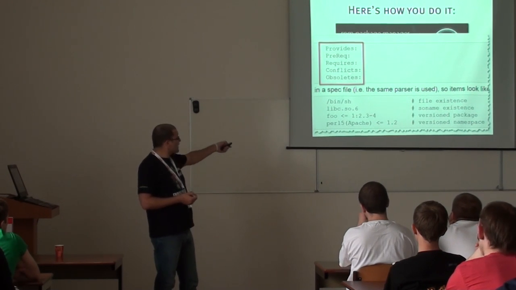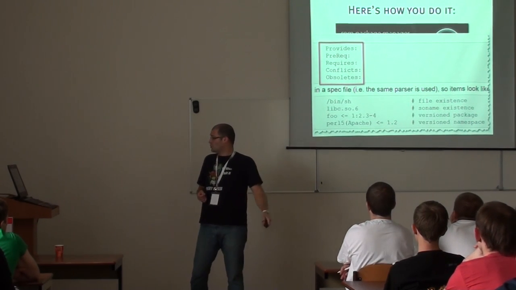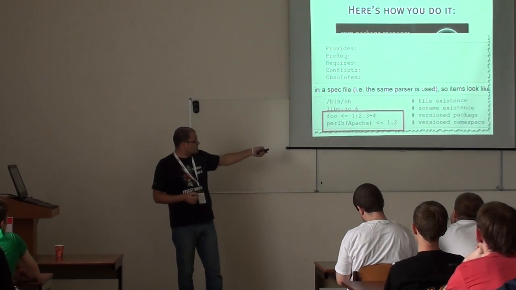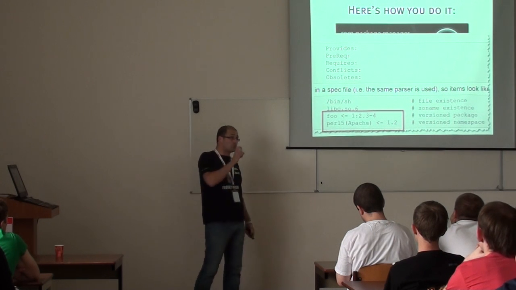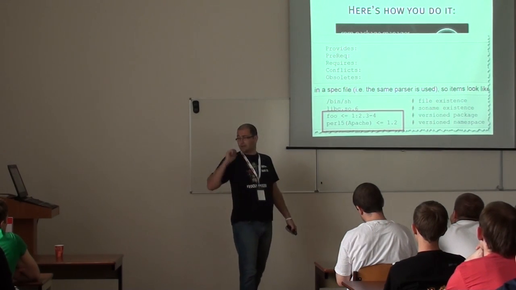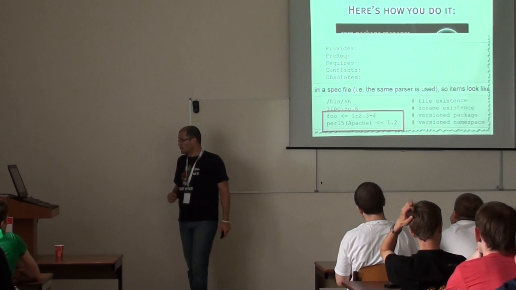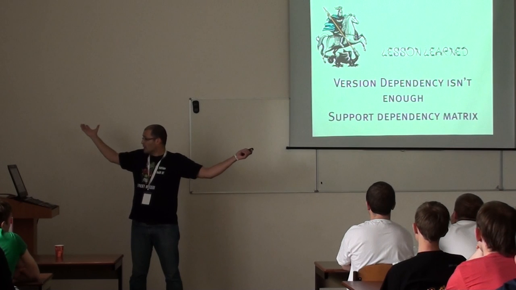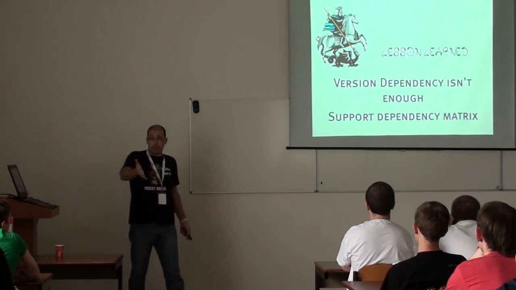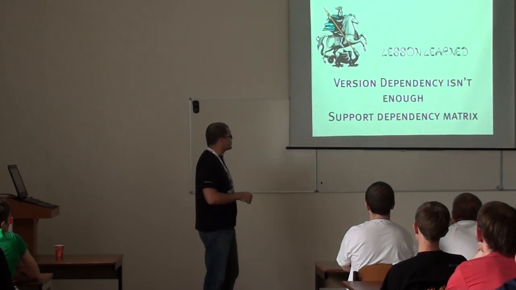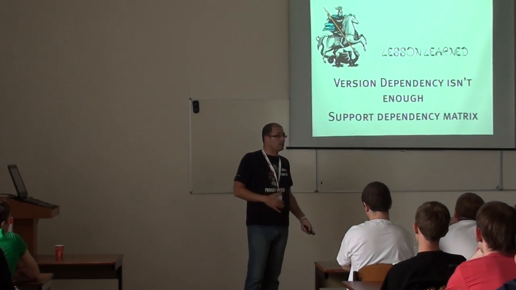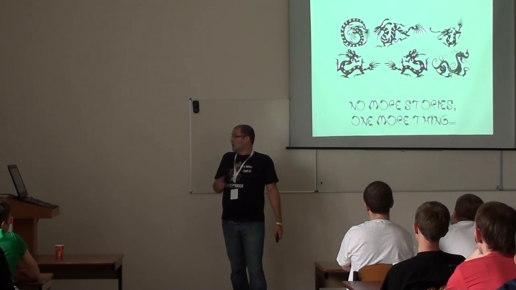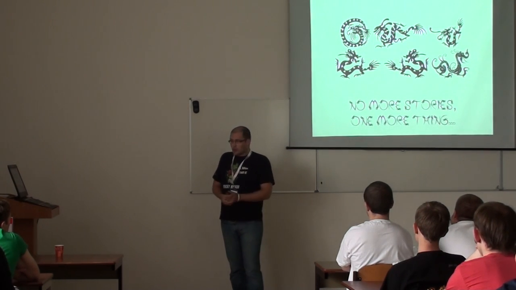So this is actually a good way to describe a dependency, and here we have some version ranges, which, as we mentioned, should be very, very limited, but could exist if you are sure enough. Well, okay. Now, the lesson that we learned is that version dependency isn't enough, and we need to support a dependency matrix, right? That's all, no more stories.